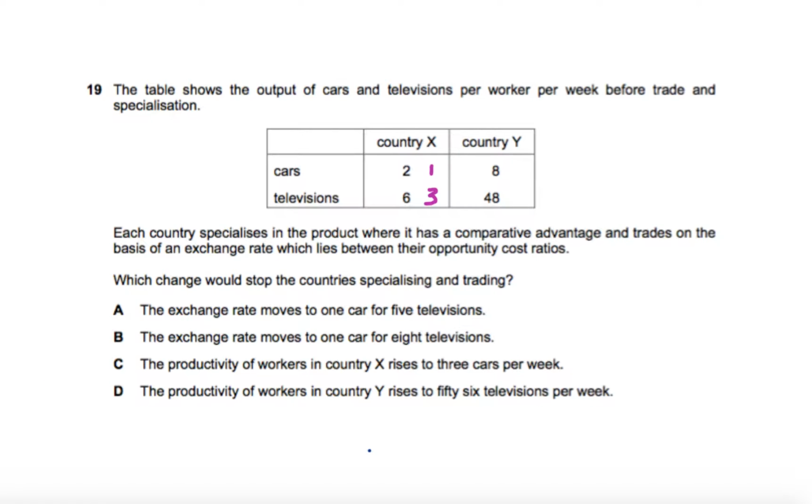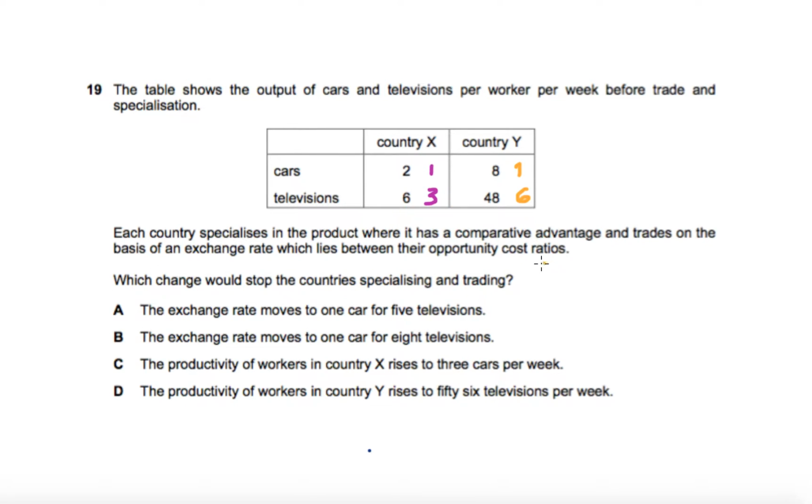Now let's look at country Y. For country Y, the opportunity cost ratio is 8 over 48, which gives us 1 over 6. So this means that for country Y, in order to make one car, it has to give up 6 televisions. So this is the opportunity cost of producing one car, 6 televisions, whereas in country X, the opportunity cost of producing one car was 3 televisions.